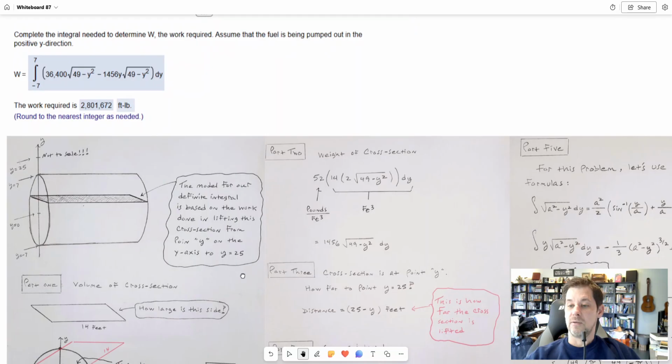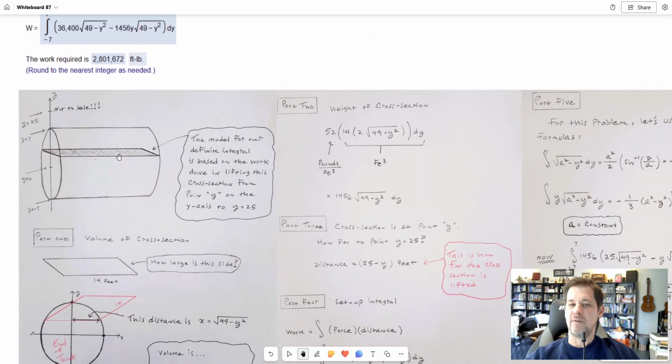Okay, so here's what I do to tell you how far this imaginary cross section needs to be lifted up to remove it from the tank. I have to take 25 minus y, where y is the point where this cross section is on the y-axis. It's some y coordinate. If you take 25 minus that y coordinate, you get the distance all the way to the top where you want it to be. So that's how far you're going to lift it.